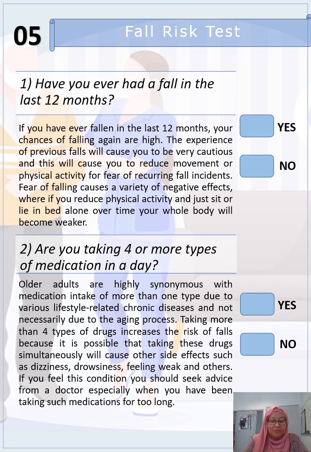The experience of previous falls will cause you to be very cautious, and this will cause you to reduce movement or physical activity for fear of recurring falls. Fear of falling causes a variety of negative effects: if you reduce physical activity and just sit or lie in bed alone, over time your whole body will become weaker. So if they answer yes, they may develop fear of falling again, and even a history of fall is a risk factor for another fall. Number 2, are you taking 4 or more types of medications in a day?